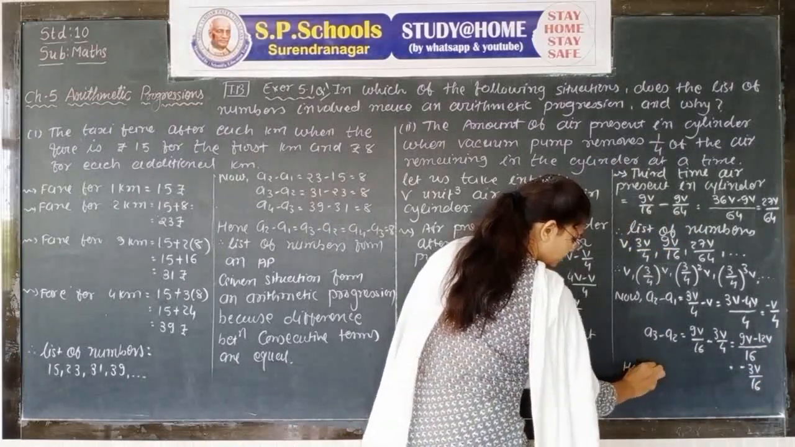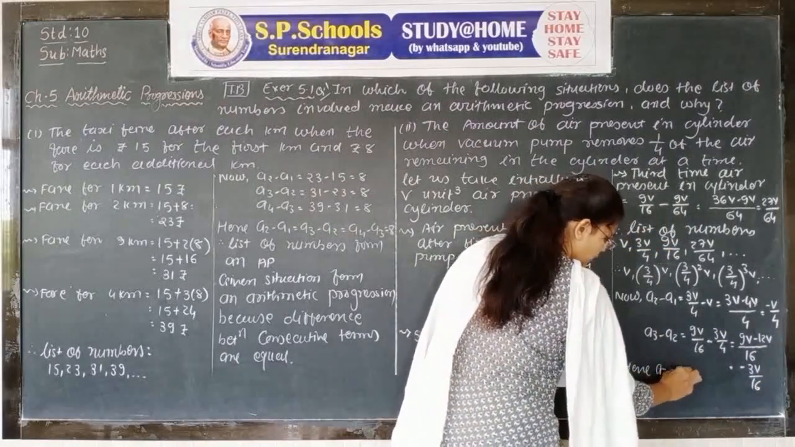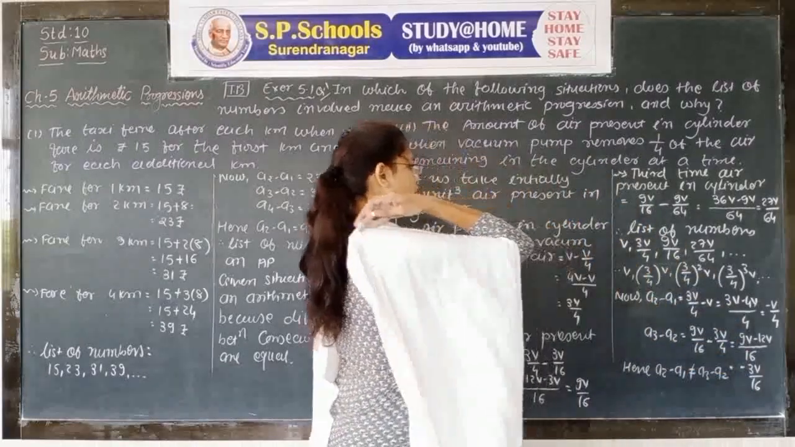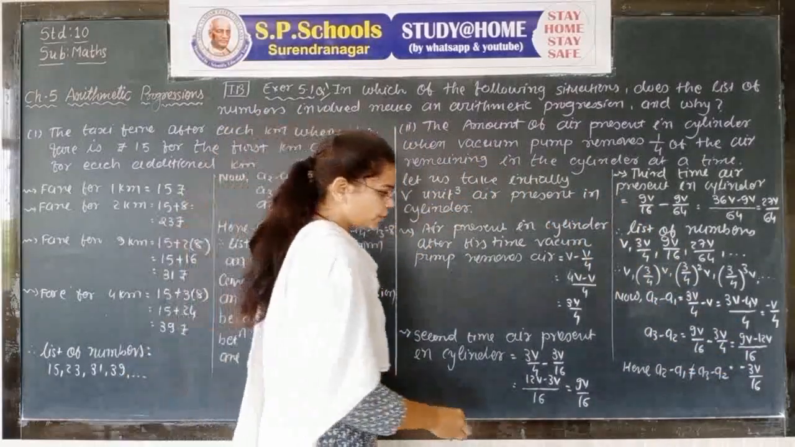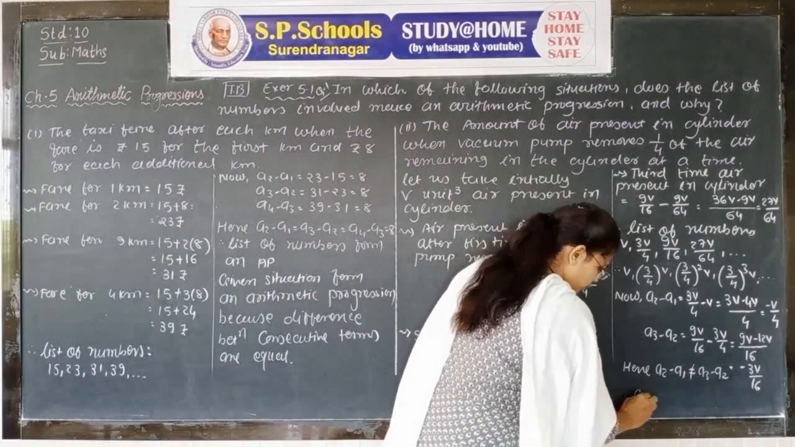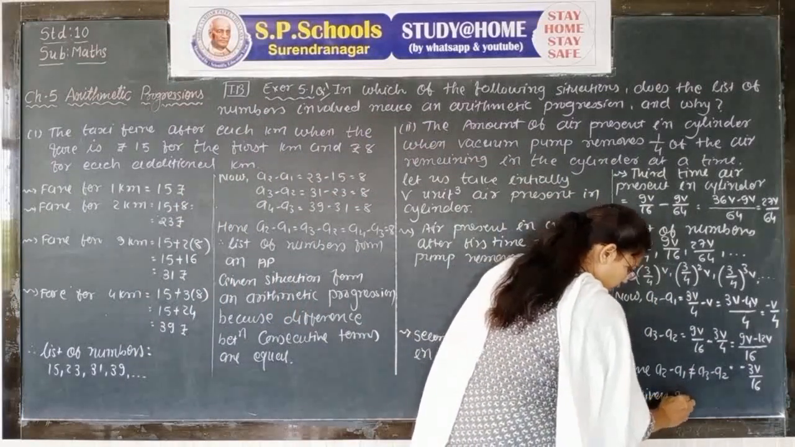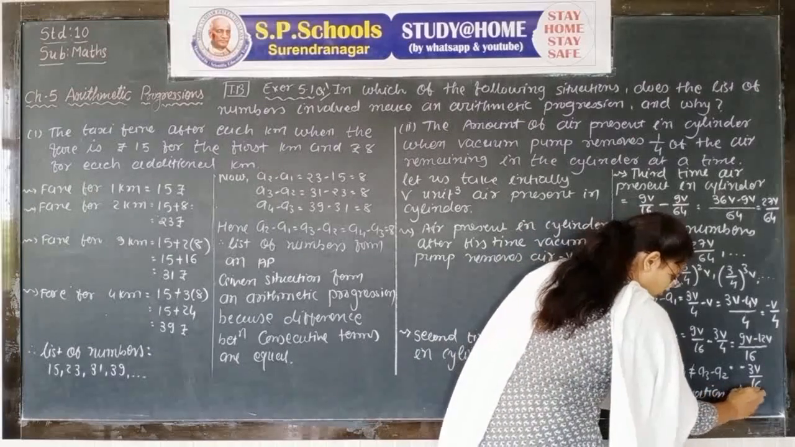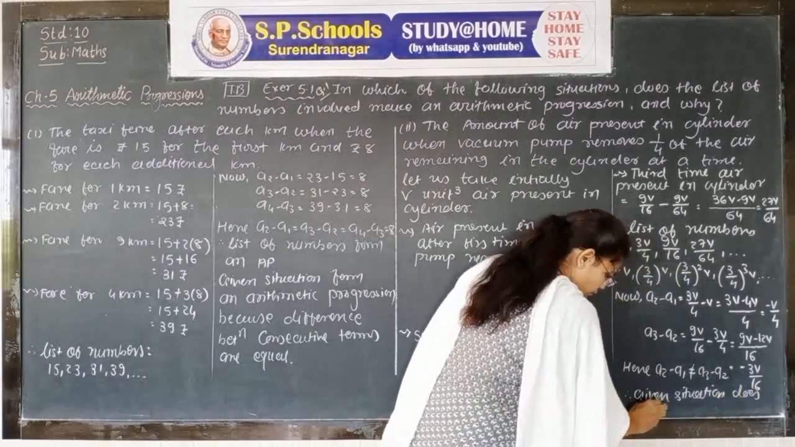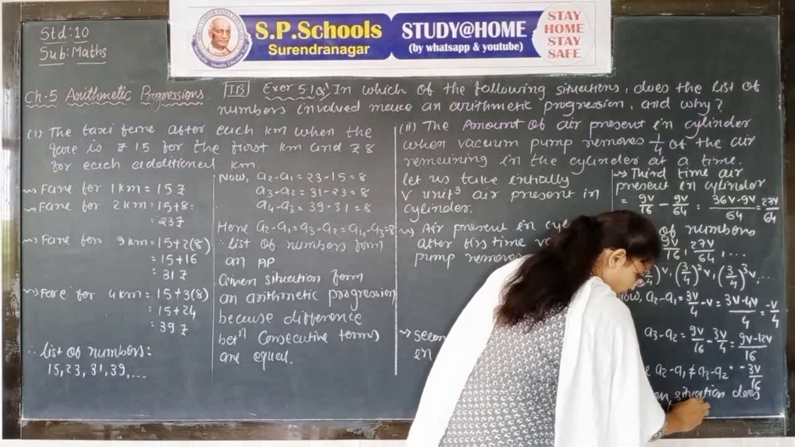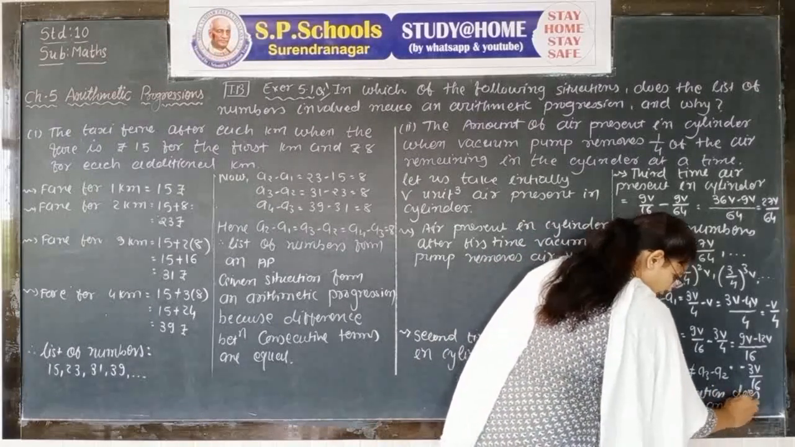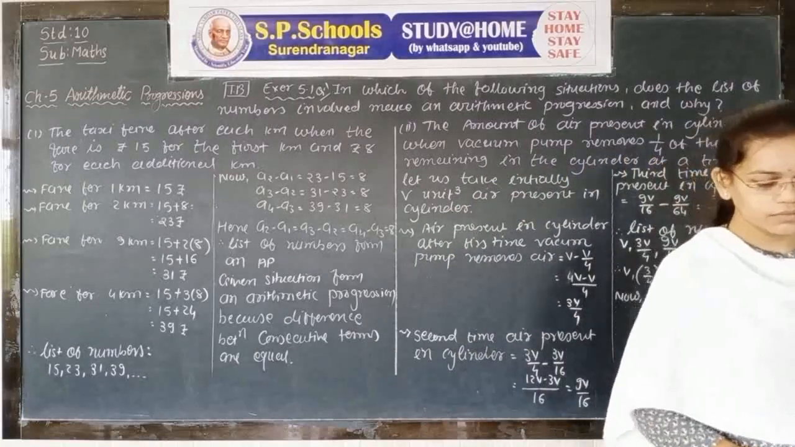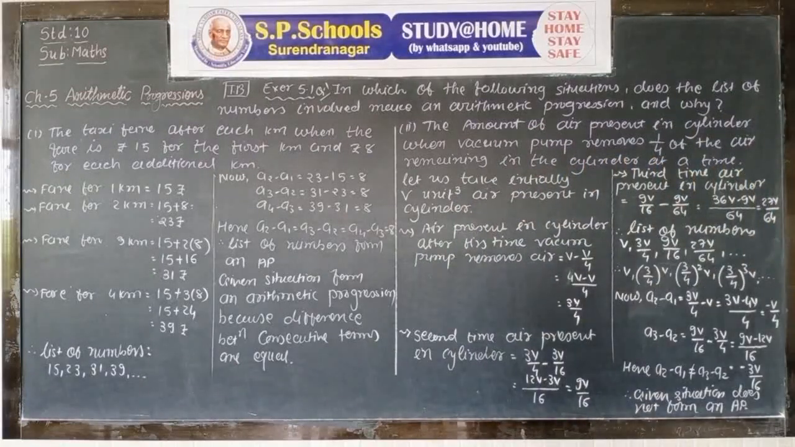Here A2 minus A1 does not equal A3 minus A2. That's why the given situation does not form an AP. Now we see the next one.